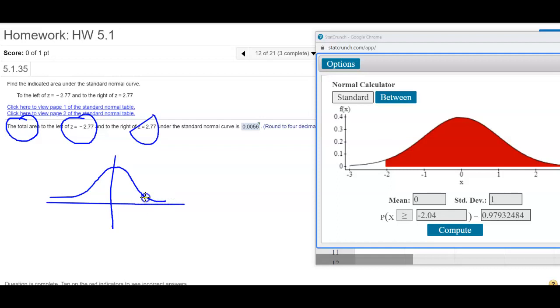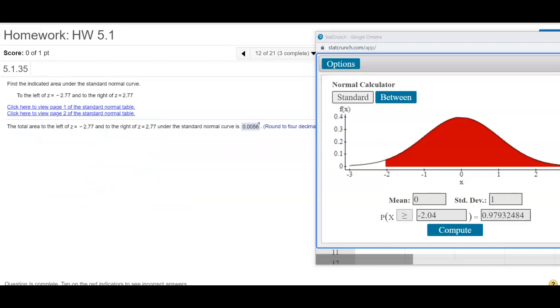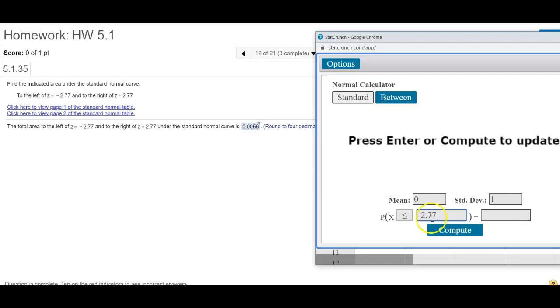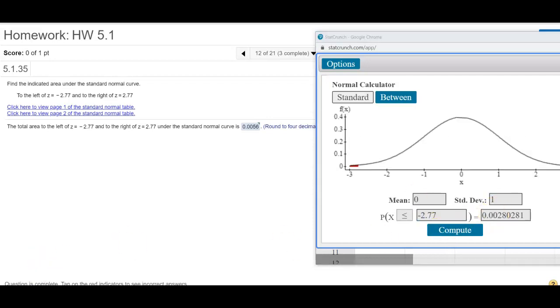They're asking you area to the right and area to the left. So you need to add these two areas. Let me show you how. I will first find either area to the left or area to the right. So I'm going to plug in negative 2.77 and I get an area, which I'm going to write down, 0.0028.